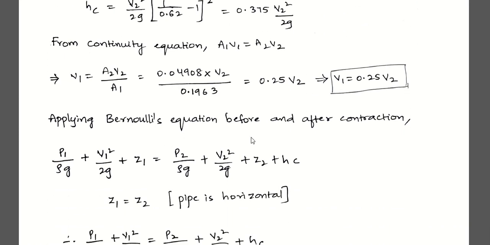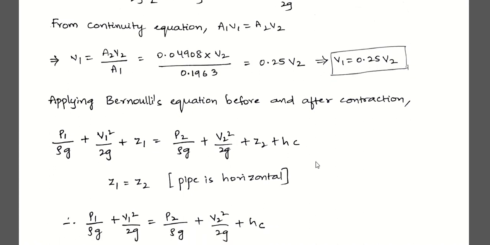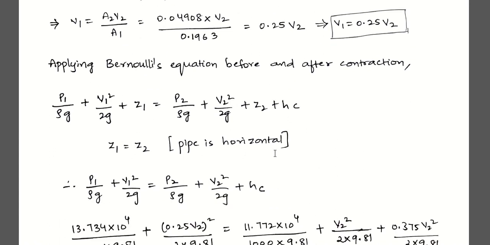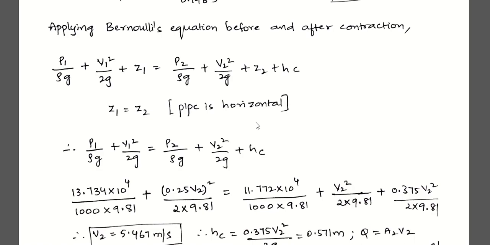Now let's apply Bernoulli's equation since pressures are given before and after contraction. So P1 by rho g plus V1 square by 2g plus Z1 equal to P2 by rho g plus V2 square by 2g plus Z2 plus Hc. This is head loss due to contraction. As usual, the pipe is horizontal, so Z1, Z2 will get cancelled. You will be left with P1 by rho g plus V1 square by 2g is equal to P2 by rho g plus V2 square by 2g plus hc.